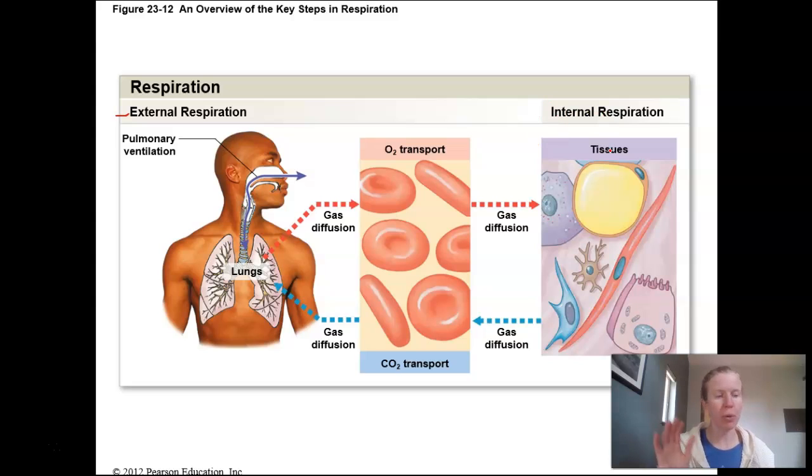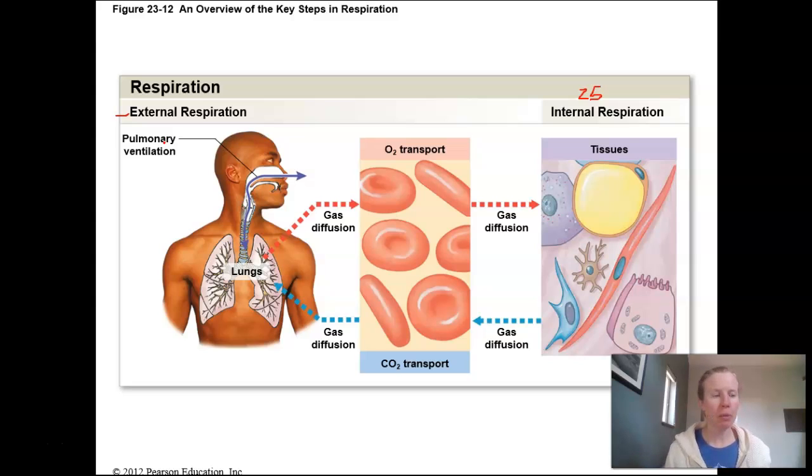Internal respiration you could think of essentially being equivalent with cellular respiration, right? So we're going to get the oxygen into those cells. They're going to do the cellular respiration, break down the glucose in the presence of oxygen, and release CO2. So internal respiration, that's actually like cellular respiration, right? Okay, so we're going to spend more time talking about external respiration. We'll talk more about this part of the picture in chapter 25, right? When we get into cellular respiration more.